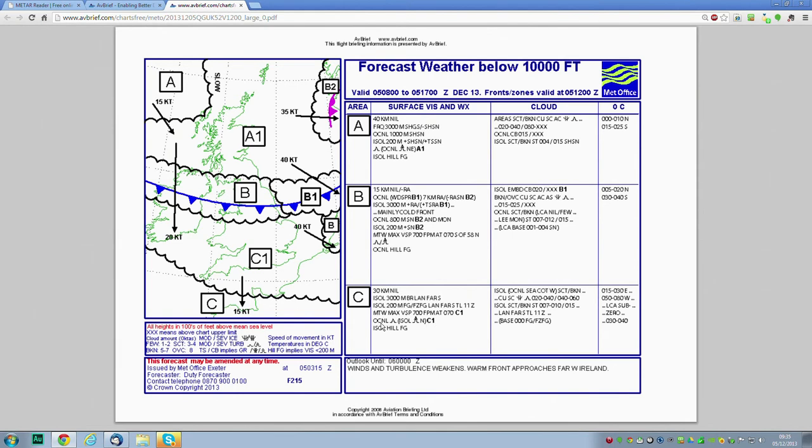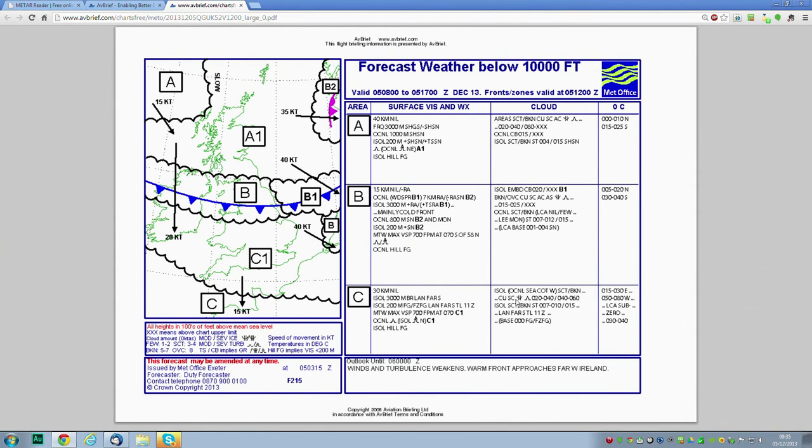Certainly there's occasional turbulence, because there's a key to the left here. So you can see here, this is moderate and severe turbulence. So occasionally moderate turbulence, isolated severe turbulence in the north in area C1, and isolated hill fog.